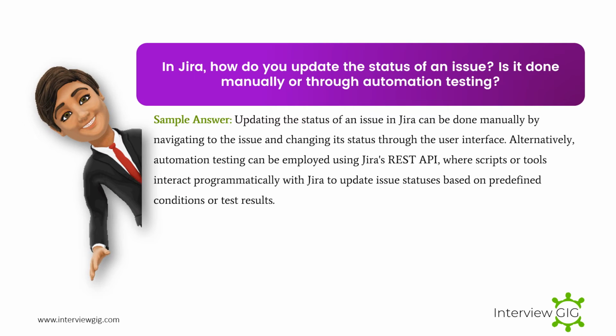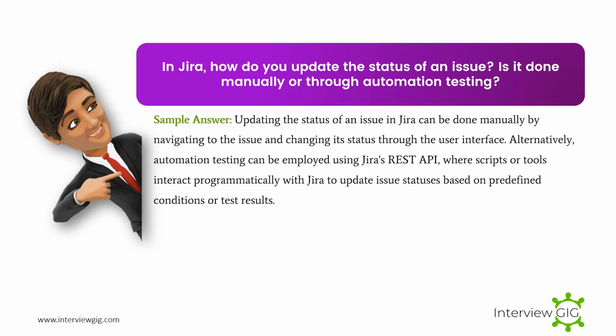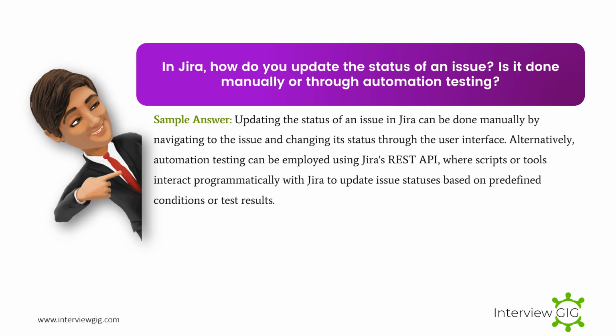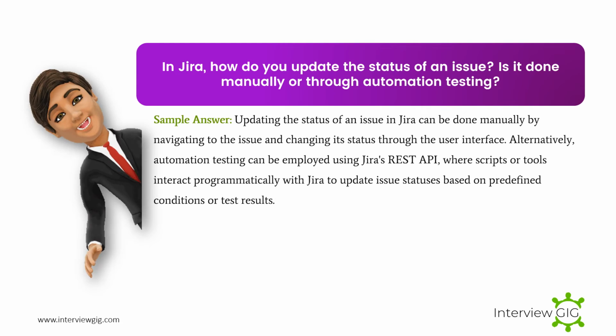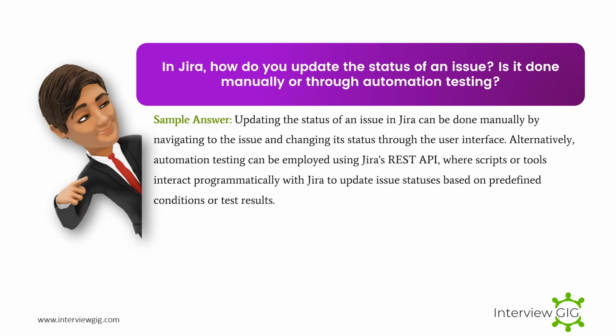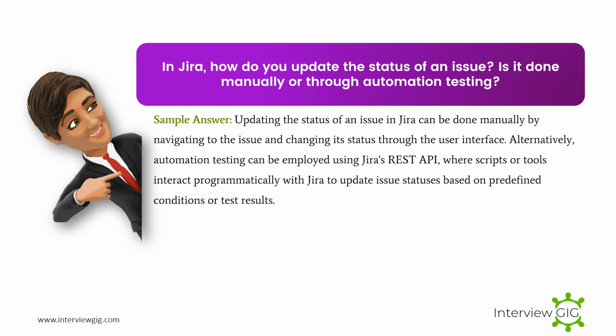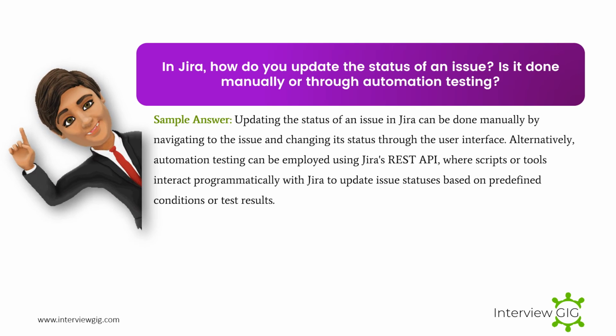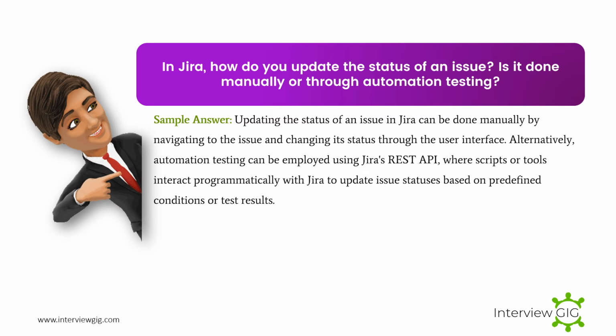In Jira, how do you update the status of an issue? Is it done manually or through automation testing? Updating the status of an issue in Jira can be done manually by navigating to the issue and changing its status through the user interface. Alternatively, automation testing can be employed using Jira's REST API, where scripts or tools interact programmatically with Jira to update issue statuses based on predefined conditions or test results.